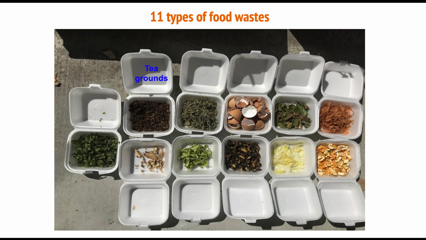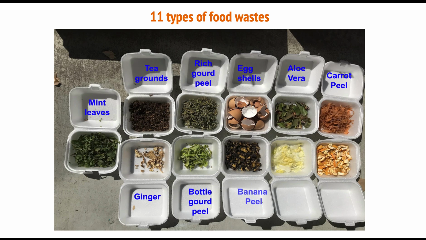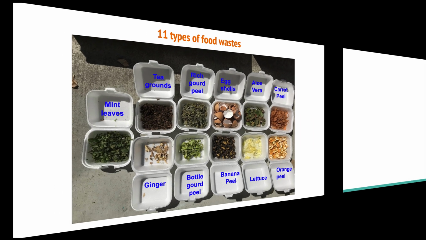So I have tea grounds, rich gourd peel, eggshells, aloe vera, carrot peel, mint leaves, ginger, bottle gourd peel, banana peel, lettuce, and orange peel.